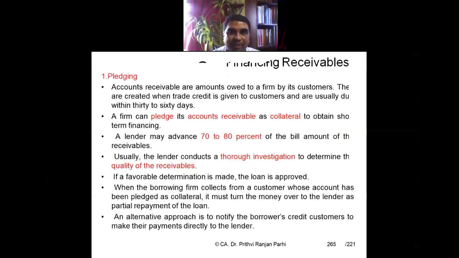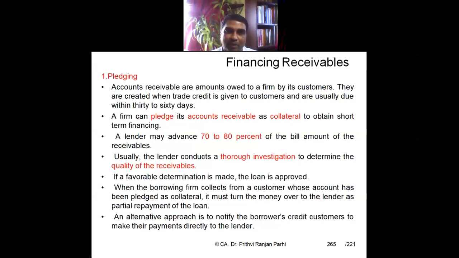This is how bad debts can be controlled. Now, here we are going to learn one particular technique of managing receivables called pledging. Pledging means a firm pledges its accounts receivable, or pledges its debtors, as collateral and obtains short-term finance, maybe from a bank or some financial institute. By pledging these debtors, one can get finance.